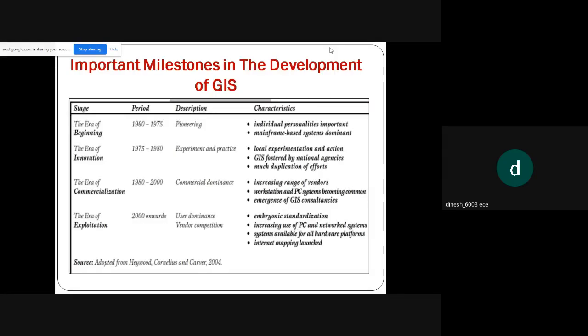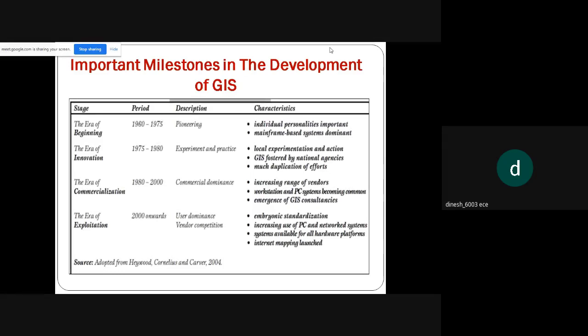So the milestones of GIS are here. From 1960 to 1975, the pioneering of GIS took place, with individual personalities and important mainframe-based systems dominant. The era of innovation started from 1975 to 1980. Experiments and practice were done: local experimentation, action, GIS posting by national agencies, much duplication of effort.